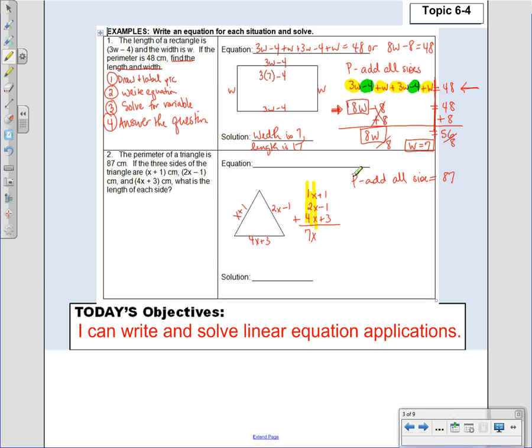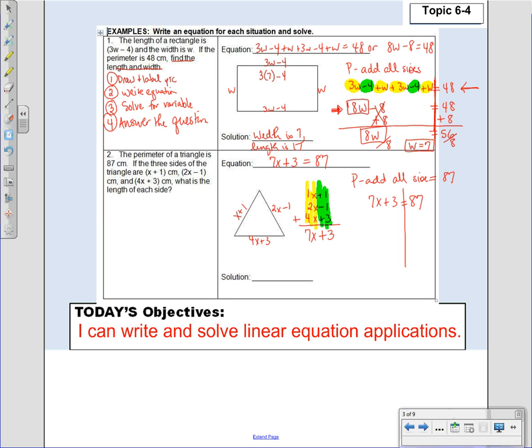Then we're going to look at our whole numbers. That's a positive 1 minus 1 plus 3. That gives me a positive 3. So that should all add up, 7x plus 3 to 87. So my equation can be this entire thing, or I can put 7x plus 3 equals 87. So we wrote our equation. Now we're going to solve for the variable.